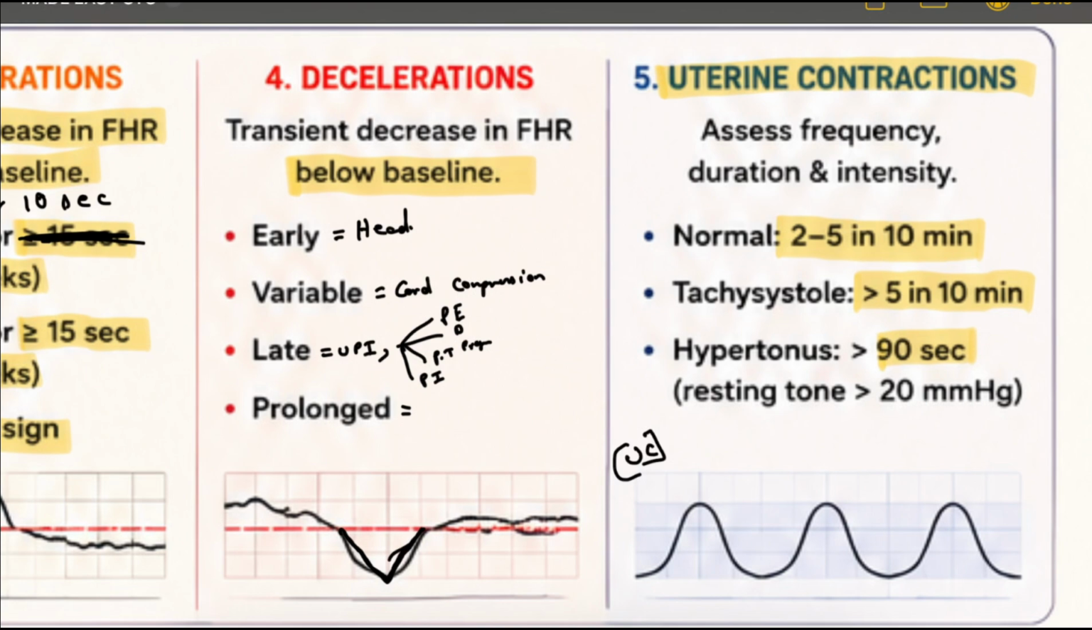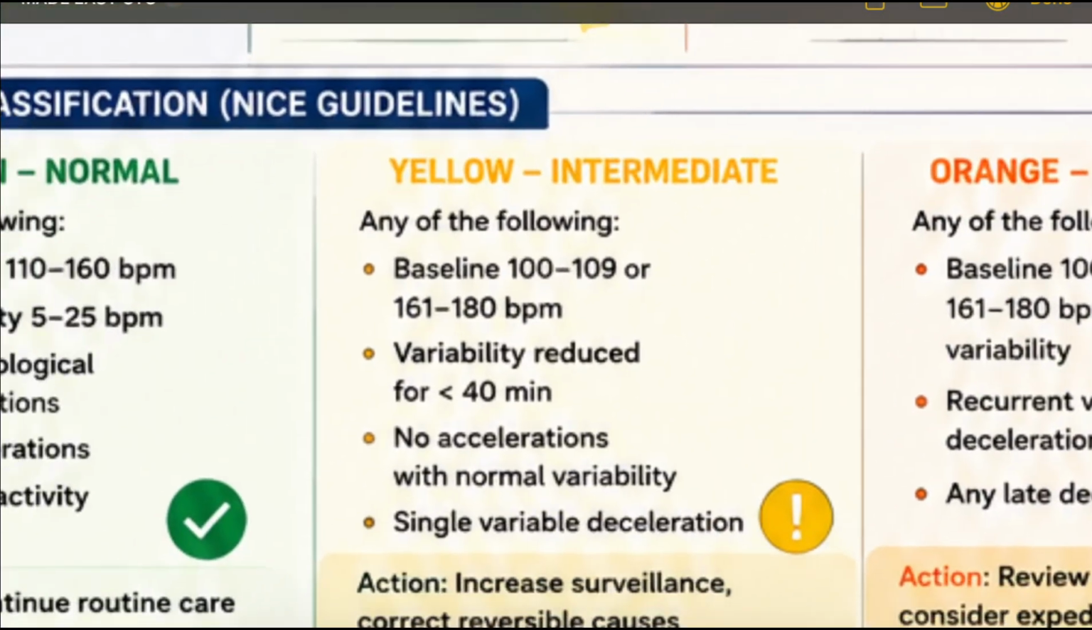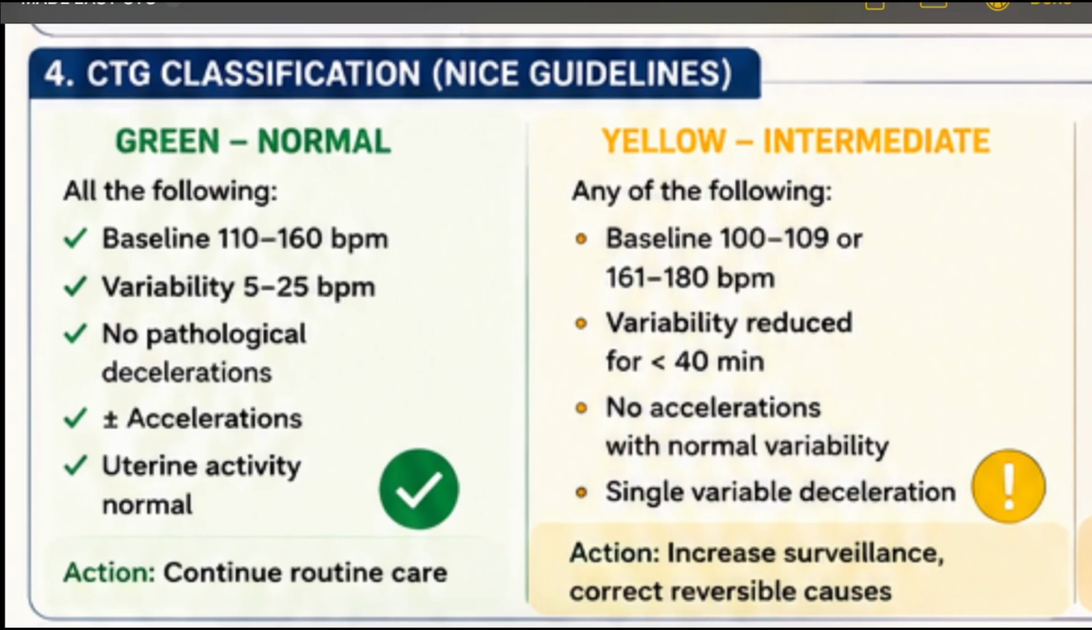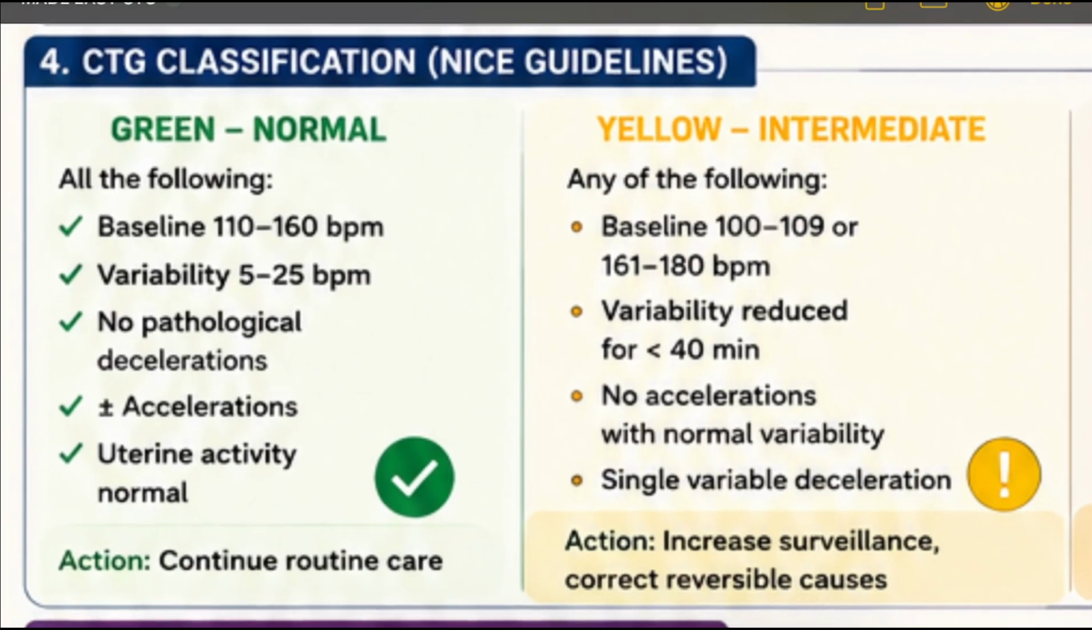Okay, so first of all, we can see here the CTG classification. In that CTG classification, we call that the NICE guidelines. So based on that color, I'm going to interpret it. So first one, you can see here, green color. Green color means it's like a normal case.